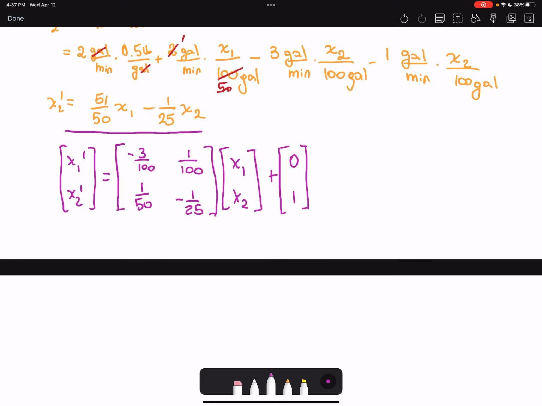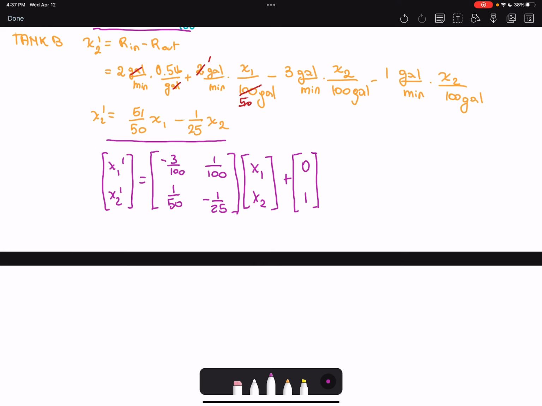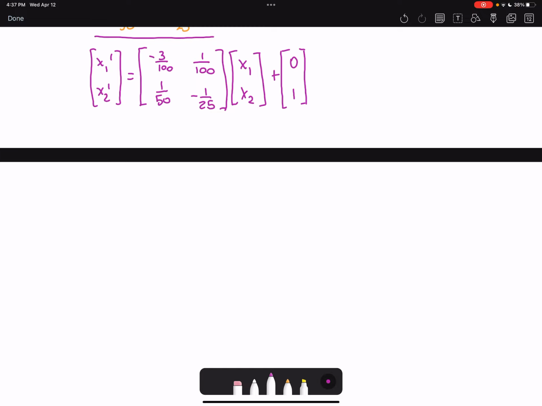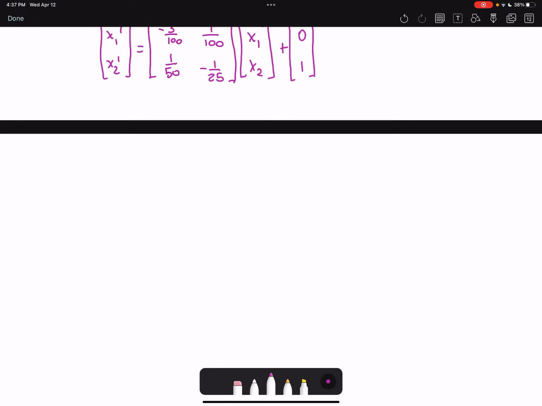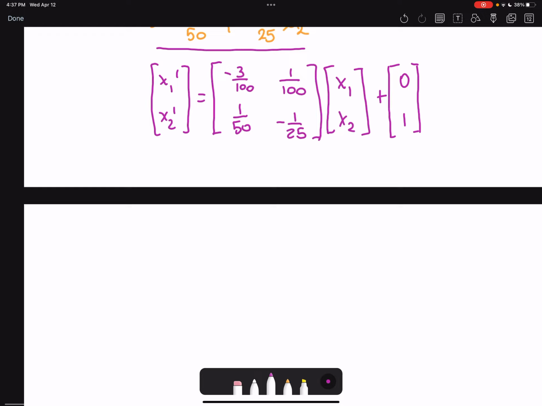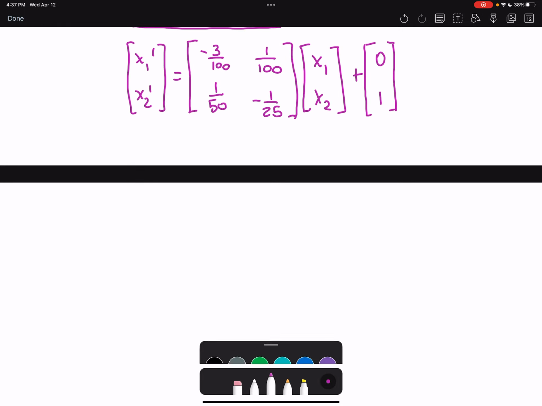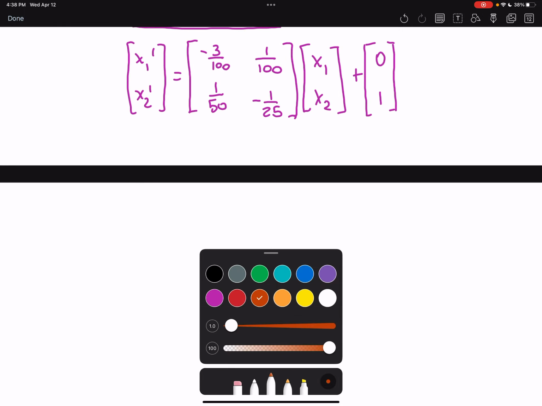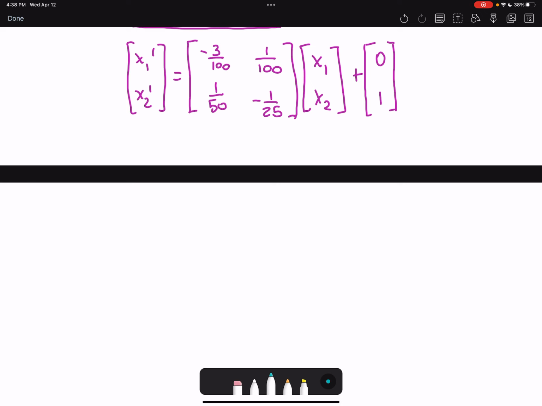Now you see that this is a non-homogeneous system, and in B they ask us to solve this with the method of undetermined coefficients. So the first thing that we want to do to solve this is we look at this and we solve the homogeneous system first.